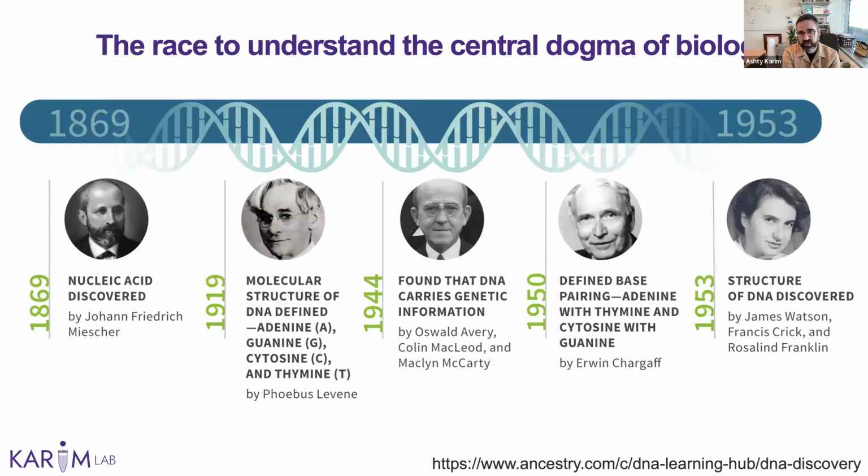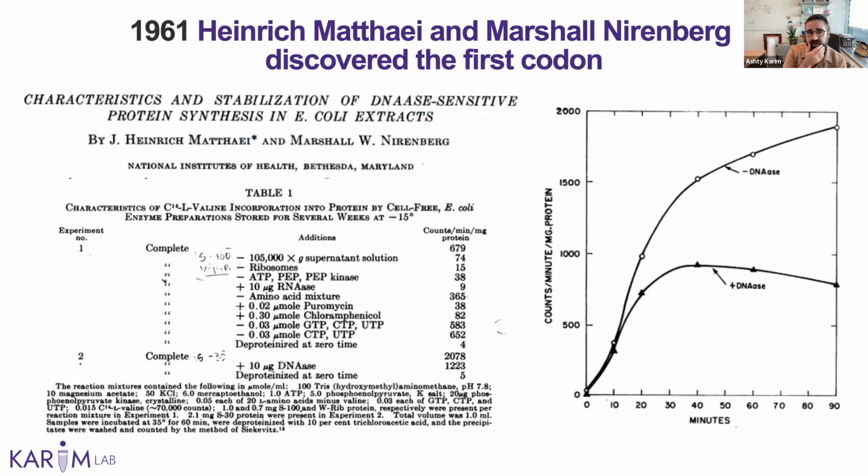This also, at a similar time, led to the race to understand the central dogma of biology, from the nucleic acids being discovered to the structure of DNA being discovered. And that's where we get to the Matthaei and Nirenberg discovery of the first codon in 1961.